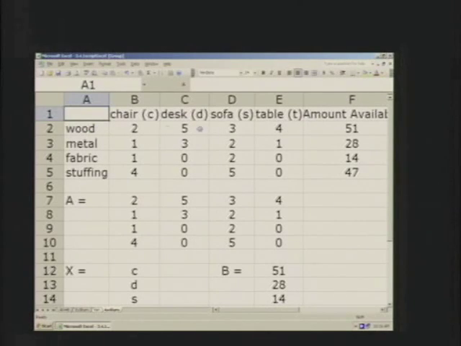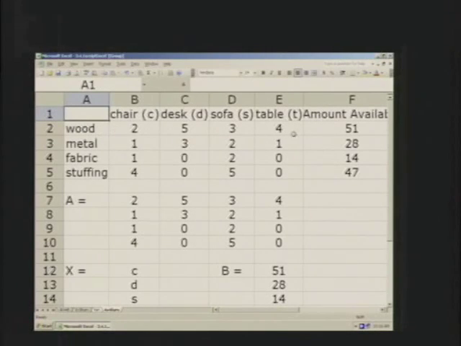As you see, we're reading across the rows, and this will enable us to set up a system of equations for the rows. We will let C represent the number of chairs produced. For desks, D represents the number of desks produced. For sofas, S represents the number of sofas produced. And for tables, T represents the number of tables produced.